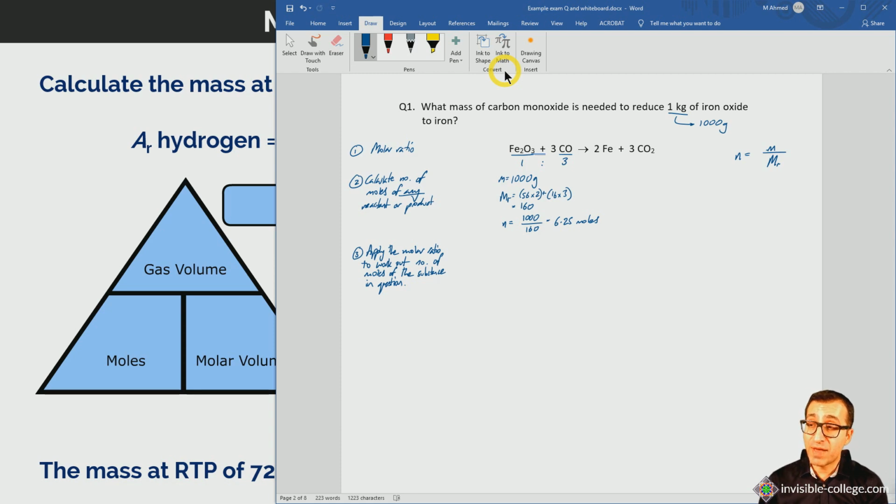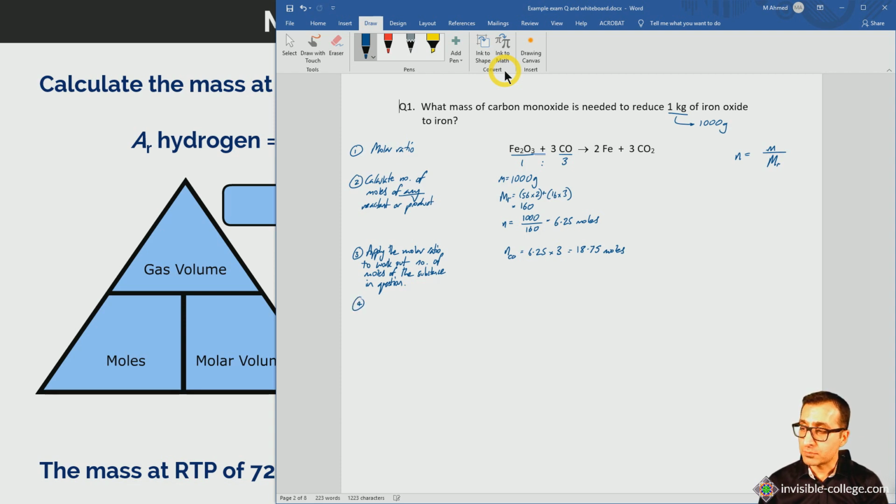So we see here that for every 1 mole of iron oxide, we're going to need 3 moles of carbon monoxide. So the molar ratio is 1 to 3, therefore the number of moles of carbon monoxide is going to be 3 times the number of moles of iron oxide that we had. So this is going to be 6.25 times 3, which gives us 18.75 moles of carbon monoxide.